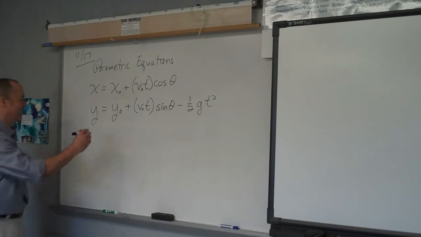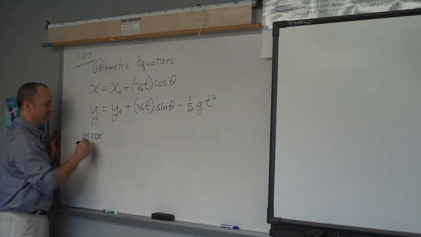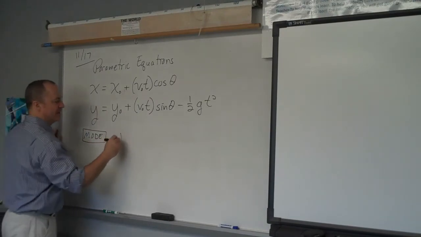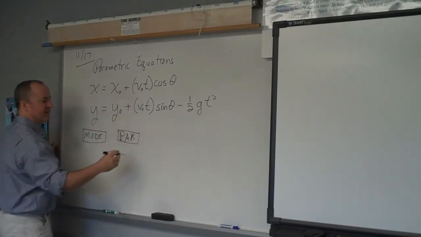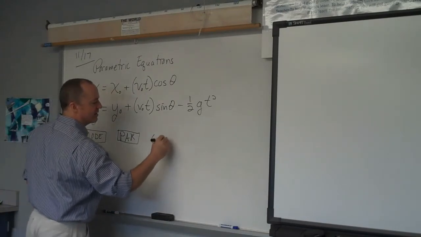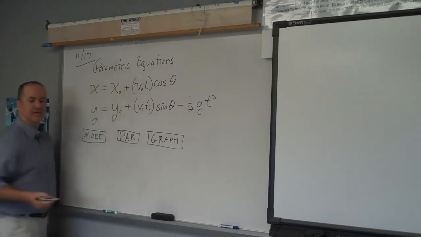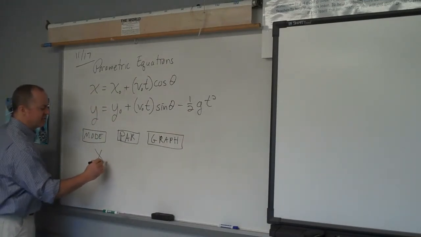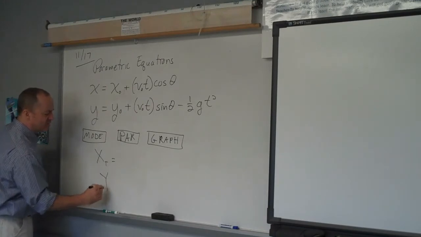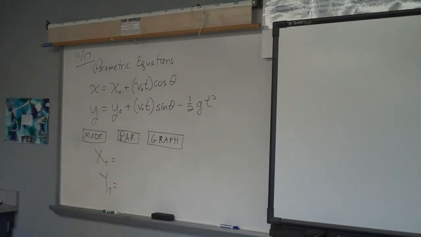Hang on, I'm getting mine out. Okay, go to mode, and then just find PAR for parametric. Then you hit graph, and you'll see, I think it says X sub T equals, Y sub T equals. Oh, you're in table. You want to go to graph.